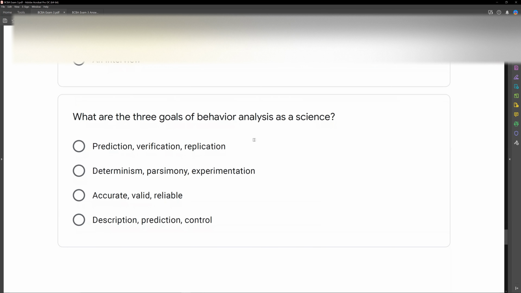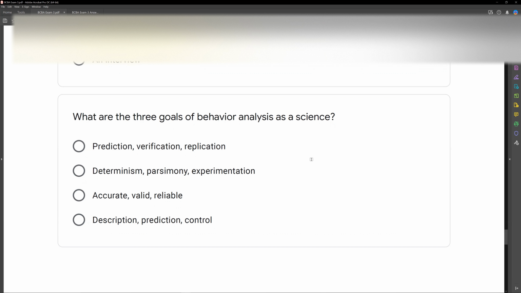What are the 3 goals of behavior analysis as a science? One of the first things on our task list, 3 goals of behavior analysis as a science. And it gets a little overwhelming at first because you have our 3 goals, then you have the attitudes of science, then you have the assumptions of ABA, you have the principles. Don't get overwhelmed in the beginning, okay? Just take it piece by piece.